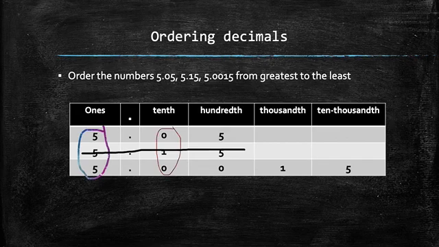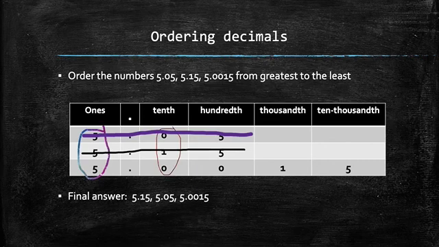To do that, we move to the next place value. We can see the 5 is greater than 0. That makes 5.05 the next greater number, and 5.0015 the least. From the greatest to the least, we have 5.15, 5.05, and 5.0015. Let's try one more example.